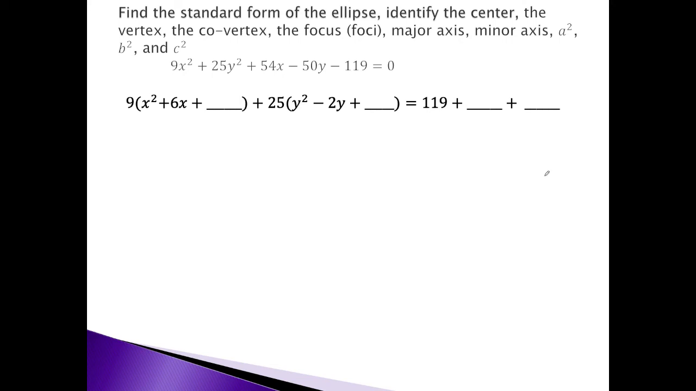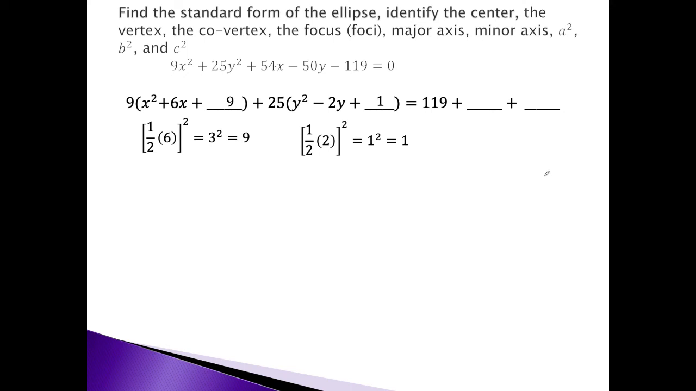This yields us 9 parentheses x squared plus 6x plus a blank plus 25 parentheses y squared minus 2y plus a blank equals 119. And I have left 2 blanks to add the terms that we're going to get from completing the square. Half of 6 squared, and we get 9. So we're going to add 9. Half of 2 squared is 1. So we're going to add the 1.